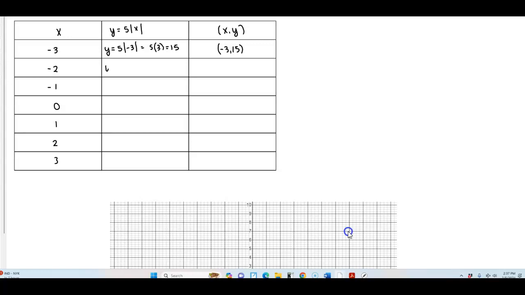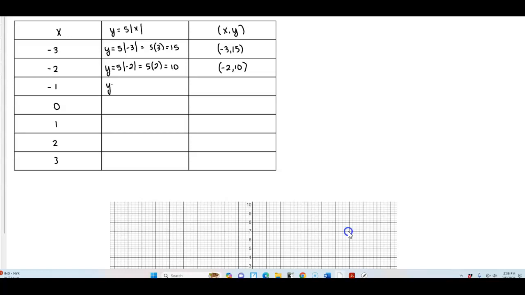The next value for x is -2, so we're going to say y is equal to 5 times the absolute value of -2. Again, the absolute value measures the distance of that number to 0, which is 2. So therefore, this is going to be 5 times 2, and 5 times 2 is going to give us 10. So therefore, the next ordered pair is -2, 10.